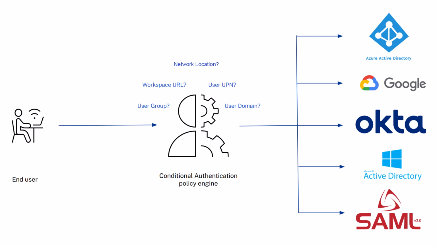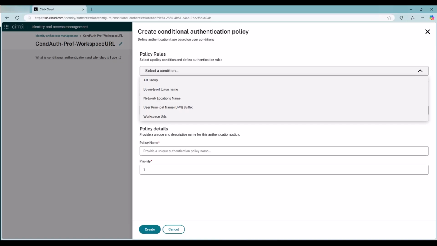Conditional authentication allows Citrix Cloud admins to direct end users to different IdPs during the Workspace login flow based on policy conditions you set. As such, different end users will have different levels of access verification based on risk factors established by the administrator. Currently, 5 different switching conditions are supported that will direct end users to different IdP instances based on the defined policies: AD group membership, logon name, network location, user principal name suffix, and workspace URLs.